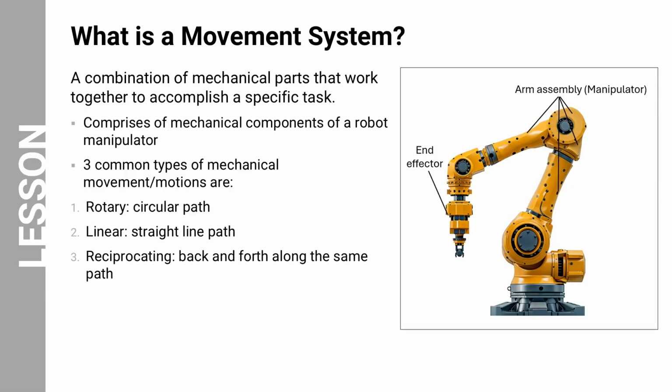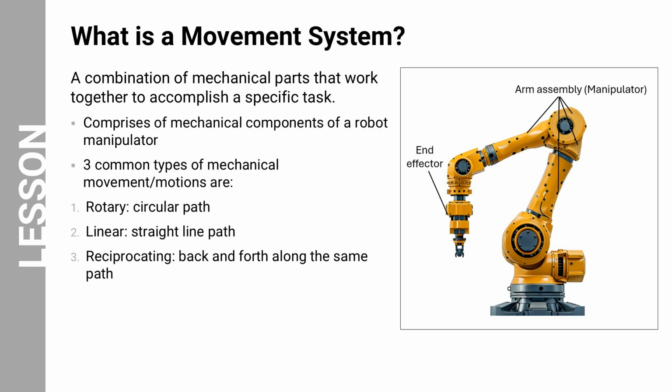A movement system or mechanical motion is essentially a combination of mechanical parts that work together to accomplish a specific task. In the practical case of a robot, this translates to a series of linkages and motors. The way these motors rotate and are positioned determines the robot's motion, enabling it to reach different points. These mechanical components constitute the robot and form the manipulator itself.